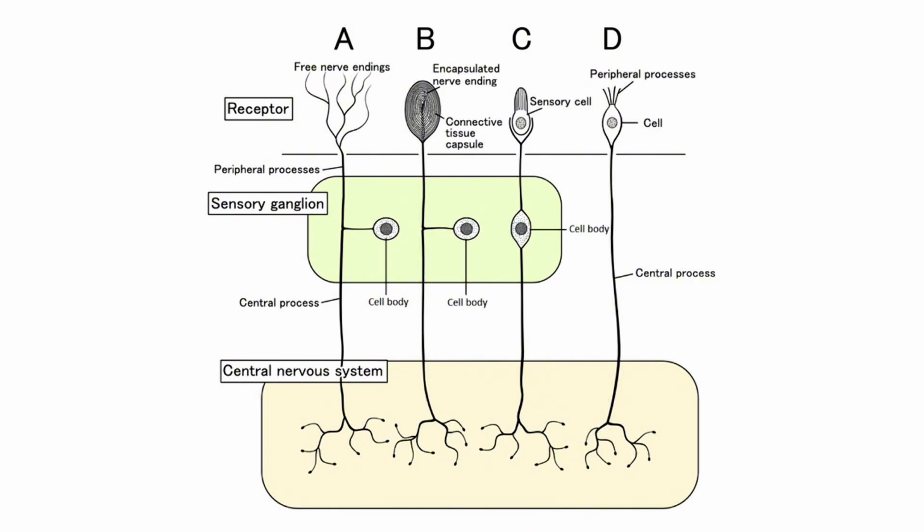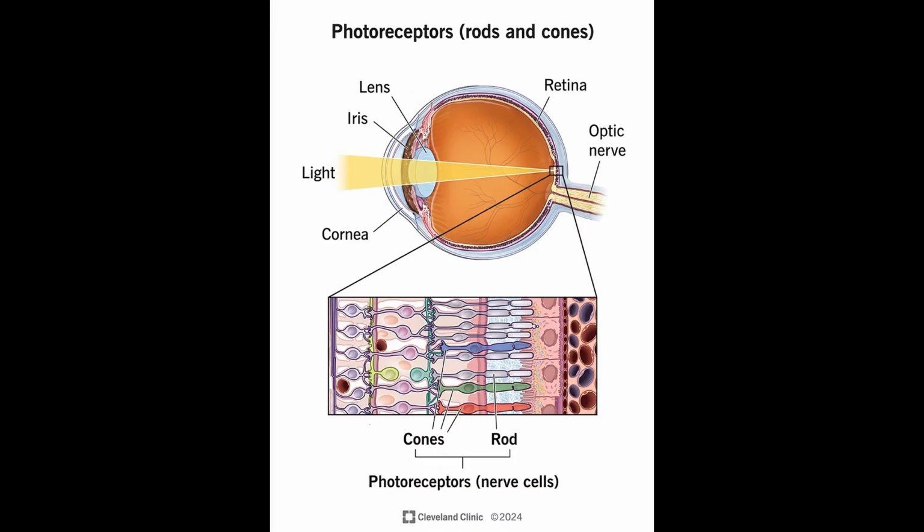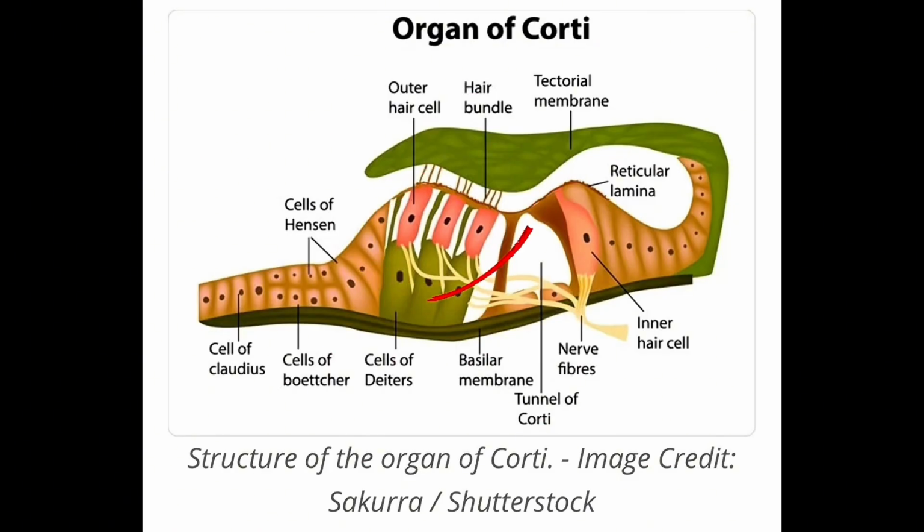Finally, some classifications focus on receptor structure. Free nerve endings are unencapsulated and are often used for pain and temperature. Encapsulated endings, like Meissner's corpuscles or Pacinian corpuscles, are wrapped in connective tissue and help detect things like vibration or pressure. Specialized receptor cells, like rods and cones in the eye or hair cells in the cochlea, are involved in the special senses.